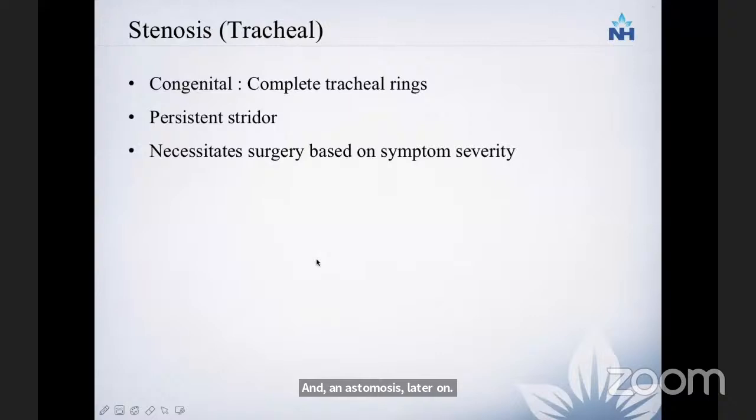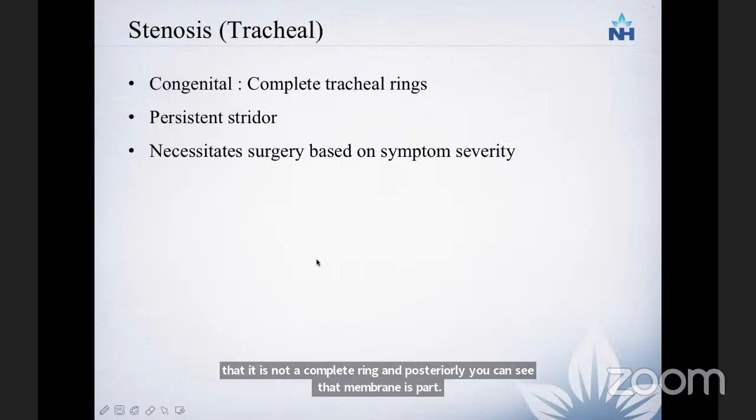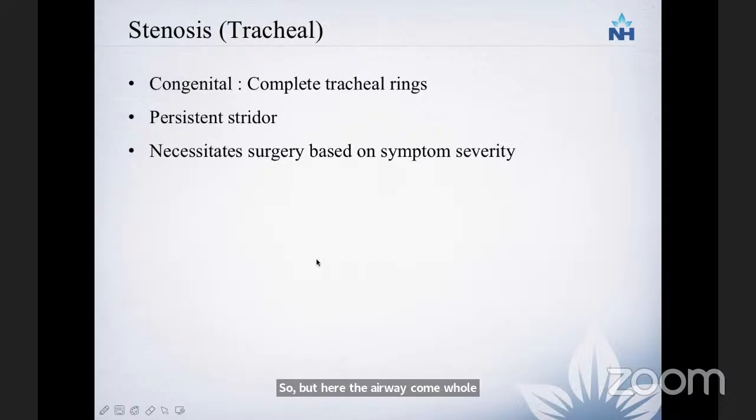Tracheal stenosis we mostly see is congenital. Congenital tracheal stenosis usually presents with complete tracheal rings. When we see a normal airway, there is a C-type cartilage. It is not a complete ring, and posteriorly you can see the membranous part. But here the whole airway, or a part of the airway, the trachea, is replaced by complete tracheal rings, which cause obstruction.